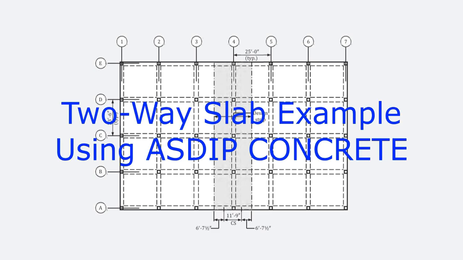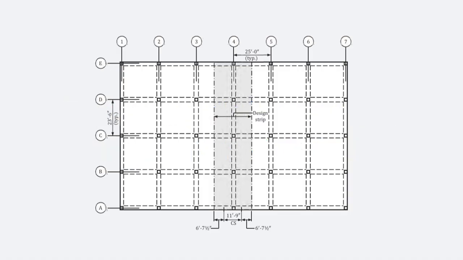ASDIP Concrete includes the design of two-way slab systems. But how do you actually design a two-way slab system using ASDIP Concrete? How do you model the structure? How do you check the results? How do you optimize the design?